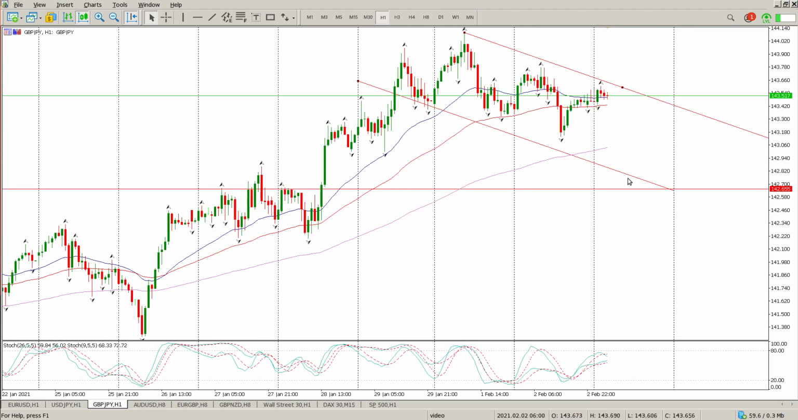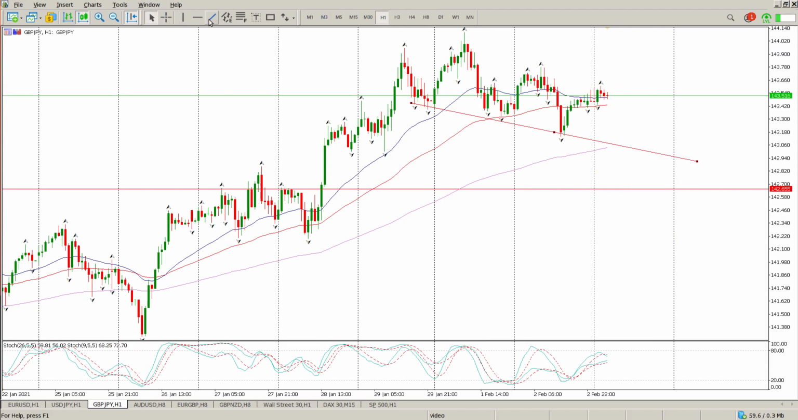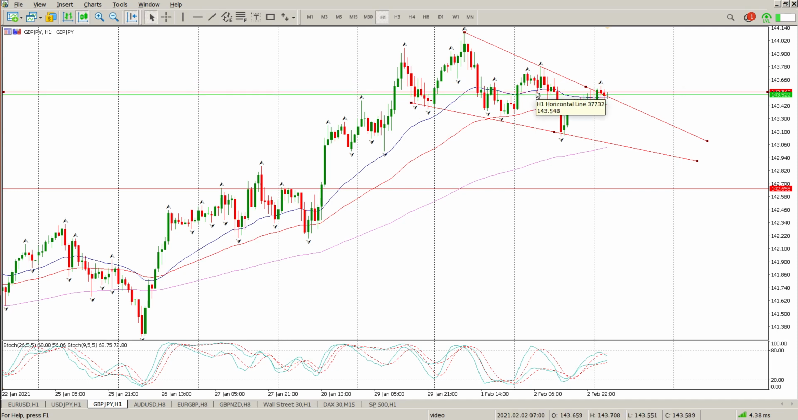There it is there. And I can probably rather call it a flag than a range. There we go. Okay, and that's a fairly decent flag. That's 1, 2, 3 touches on the bottom, 3 touches on the top, and we're now hovering here. So with that being said, there's my level there that they're flirting with, which is 143.548.